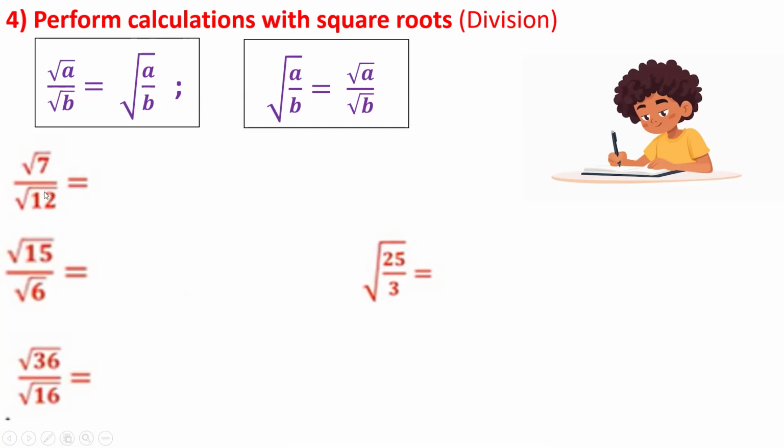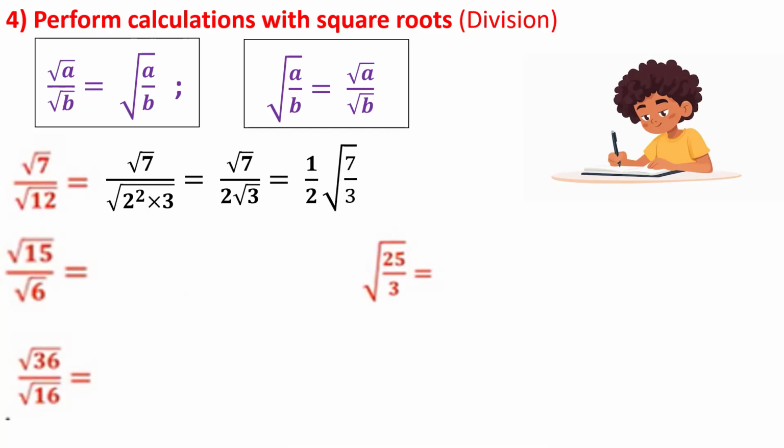For example, radical 7 over radical 12, I write them in prime factorization. Then I simplify the second one. After that, I write radical 7 over 2 radical 3. Radical 15 over radical 6, I can write them under the same radical to simplify 15 with 6 by 3, and it's radical 5 over 2.